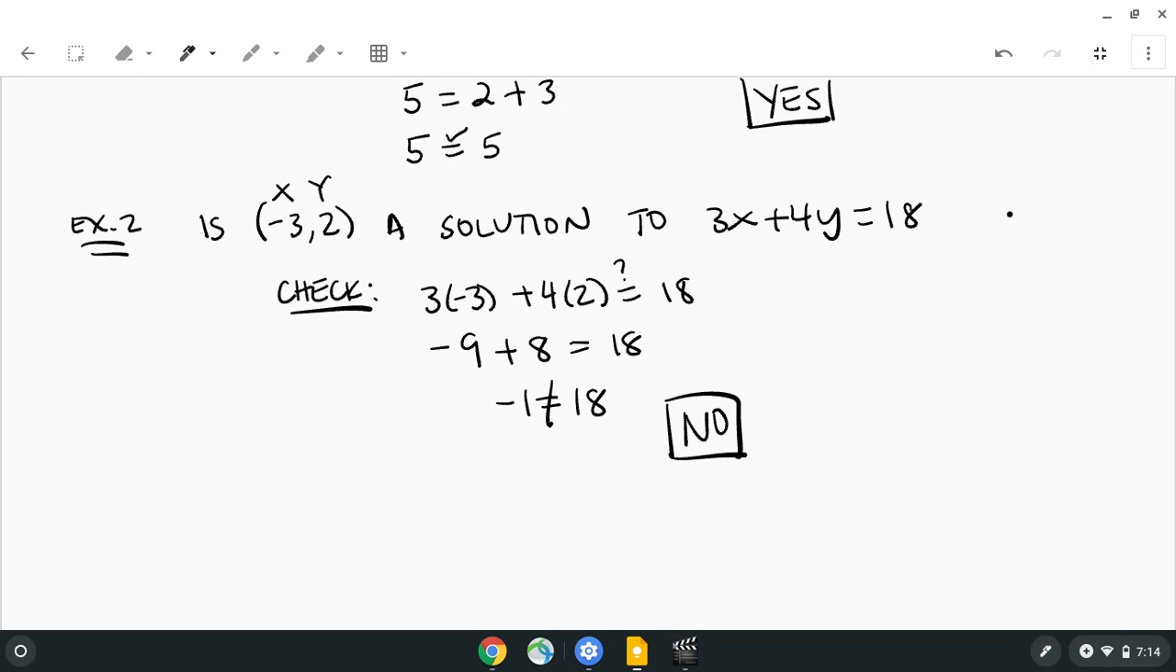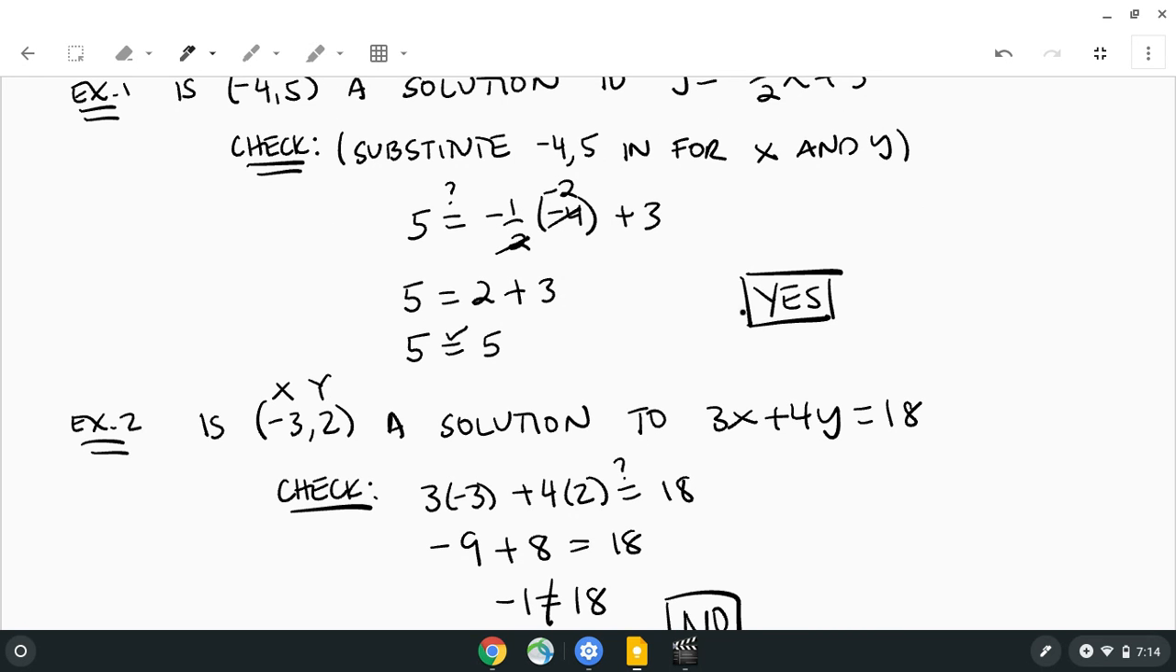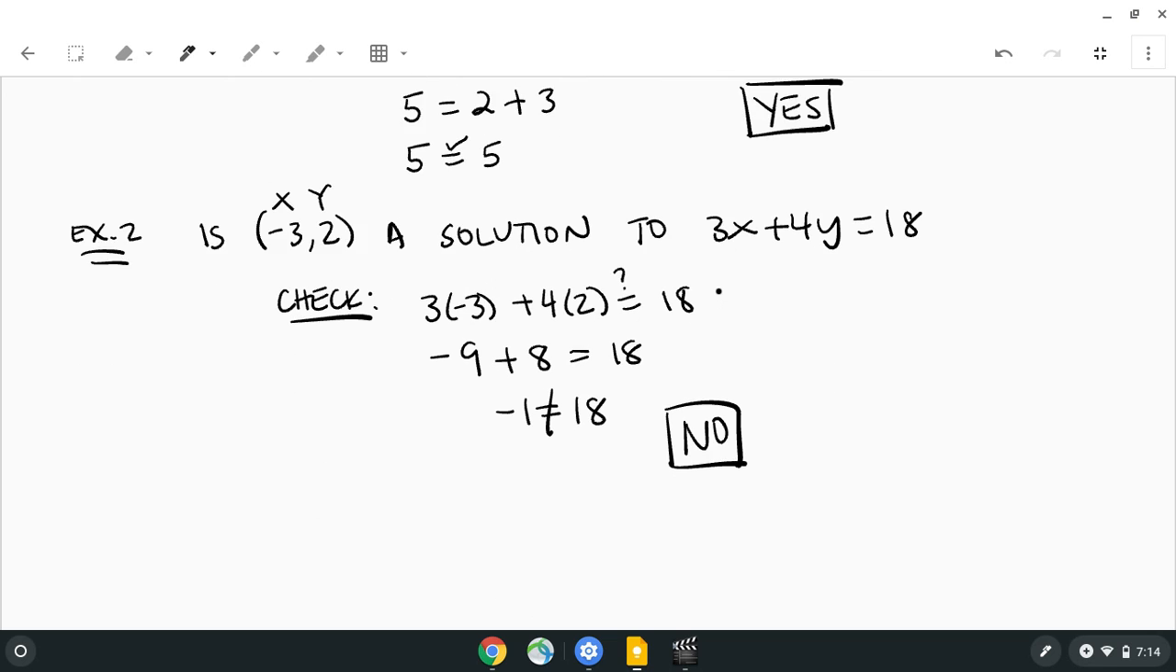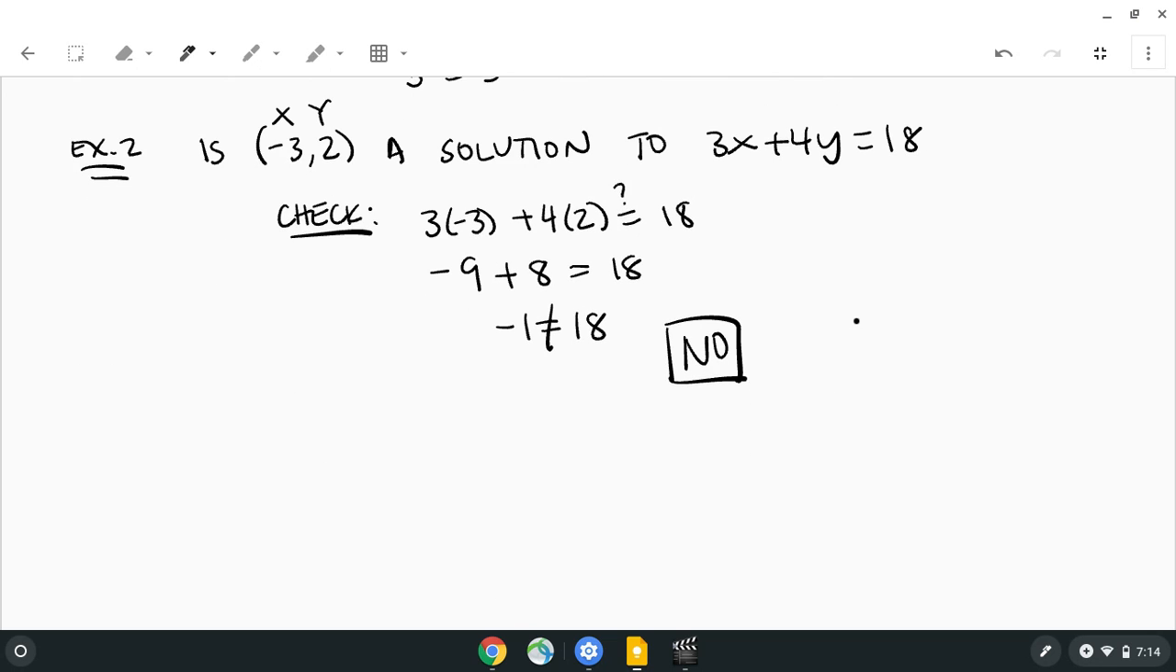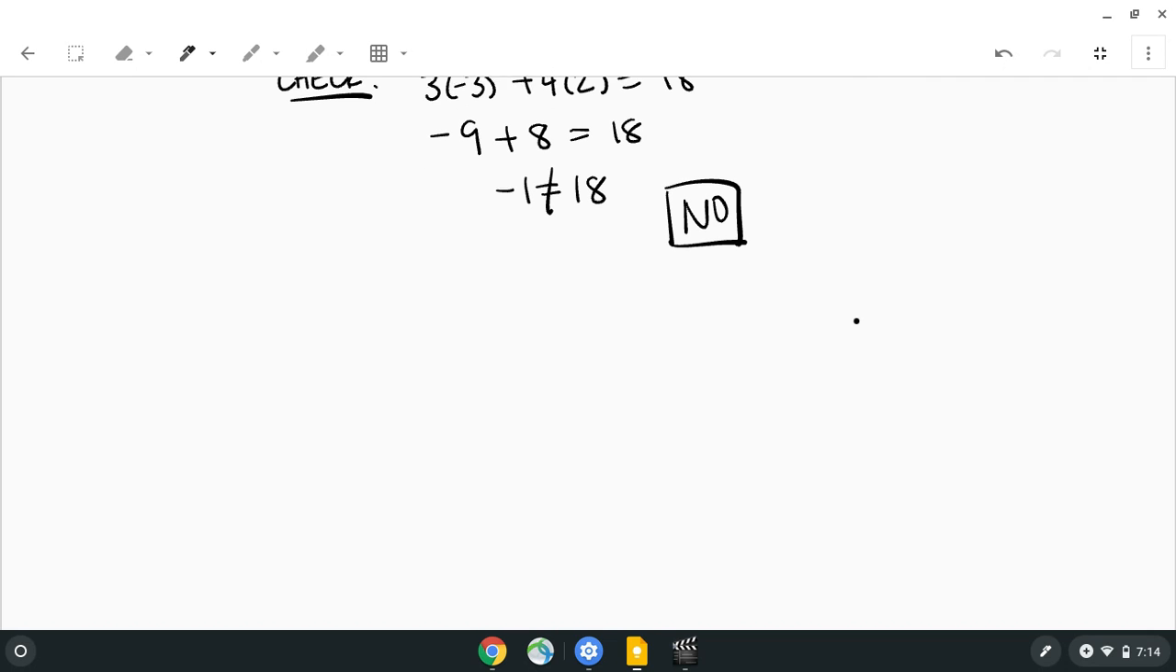All right, very good. Okay, so that's how you figure out if a point is a solution. Okay, so now let's take a look at graphing, where we are actually graphing solutions. All right, so graphing. Okay, so let's take a look at this here.